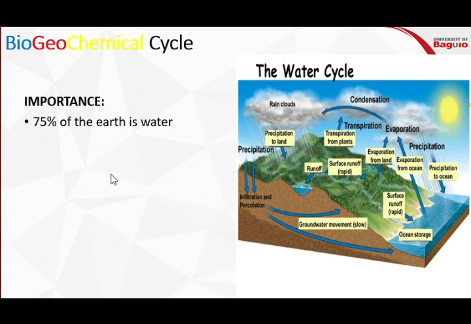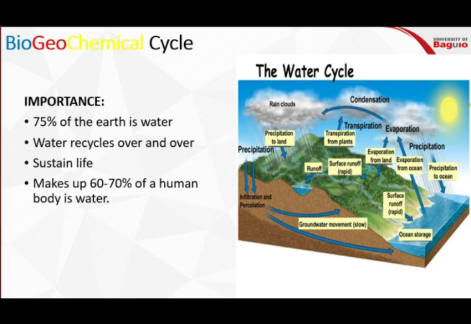So what now is the importance of water? We know that water is one of the important compounds that sustains life on our planet Earth. And our Earth is composed of 75% water. Okay, so around 25% is land. Another one, water recycles over and over, a renewable source. Again, I have mentioned to you, it sustains life. What else? It makes up 60 to 70% of the human body. Okay, so take note of that.